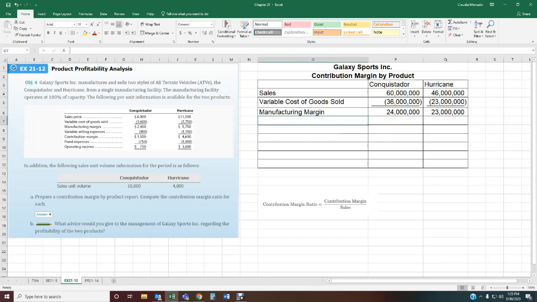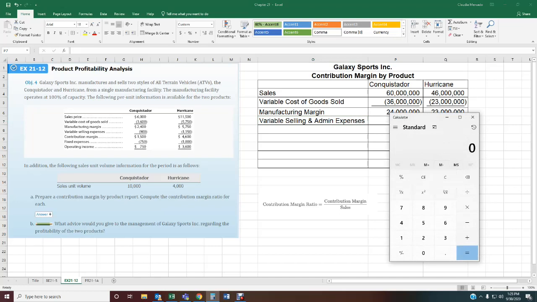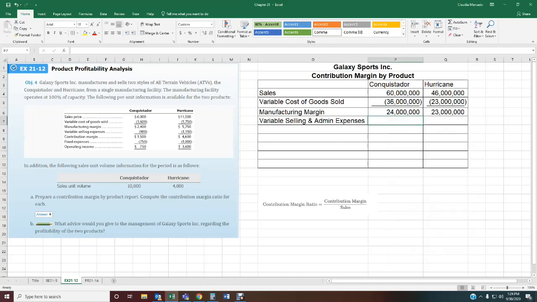Now we're going to incorporate our variable selling and admin expenses. So how do we calculate our variable selling and admin expenses? Well, I know for the Conquistador I had 10,000 units. I'm going to multiply that times my variable selling expenses of $900. That gives me $9 million. And because it's an expense, I'm going to put it in parentheses. That's $9 million.